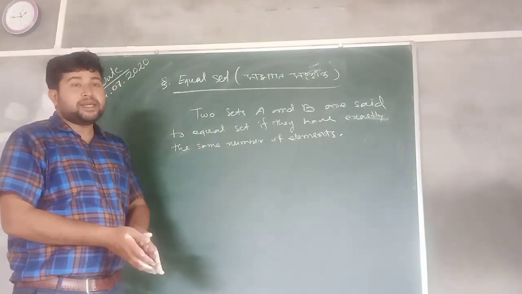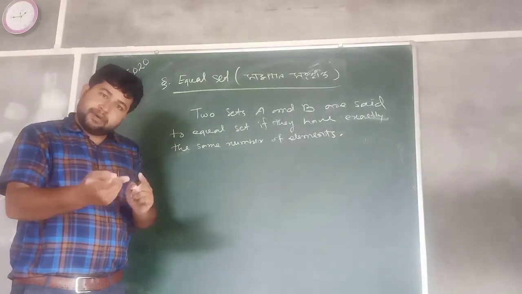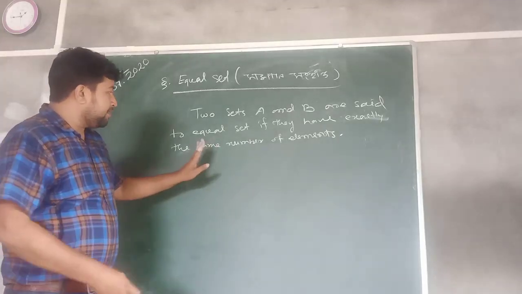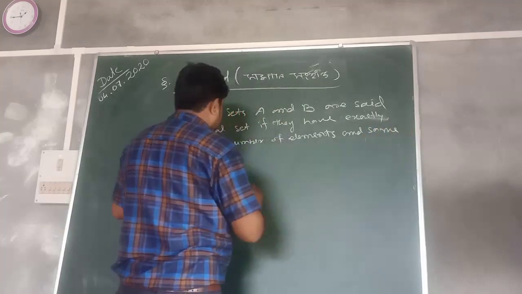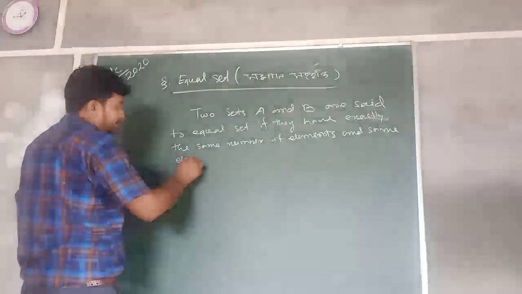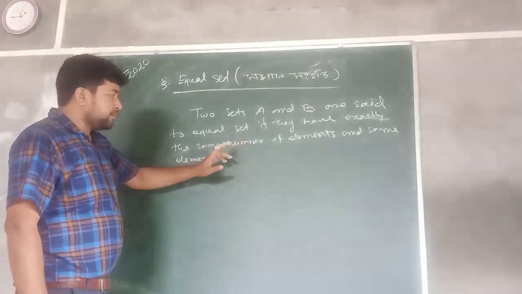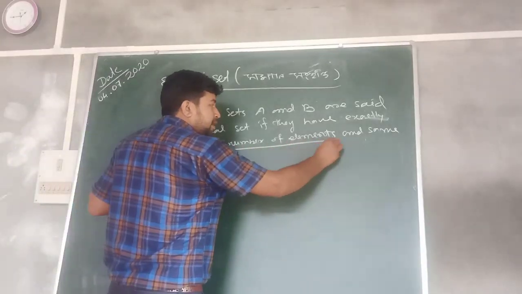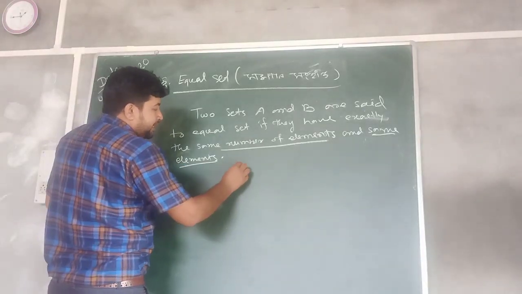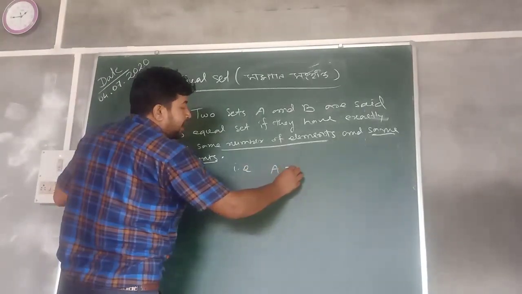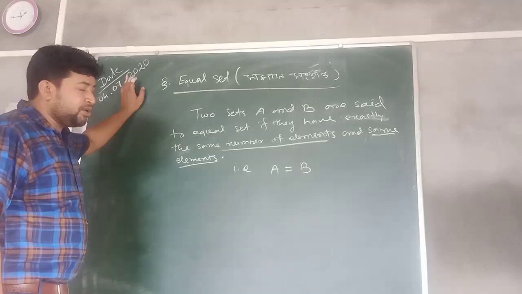Same number of elements and same elements. Both are to be satisfied. That means the number of elements will be the same, and the elements are also the same. That is, we can write A is equal to B.